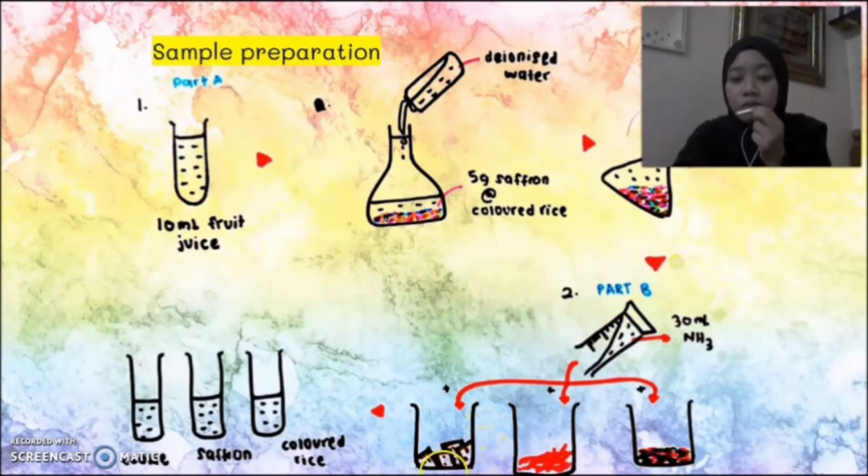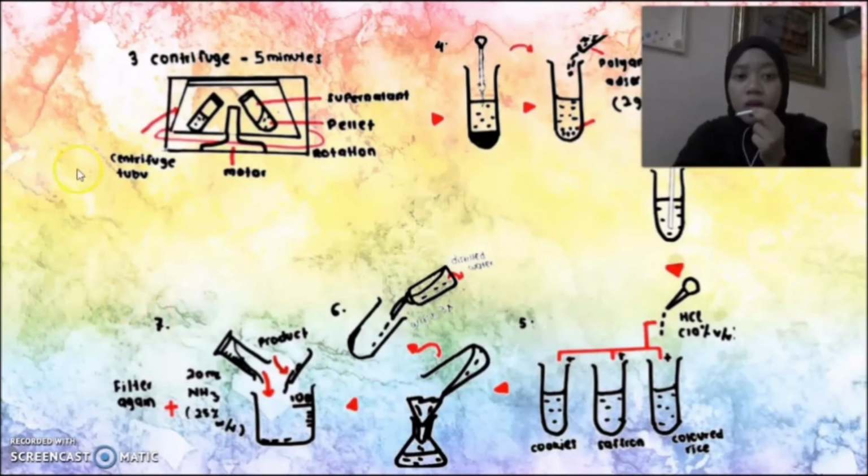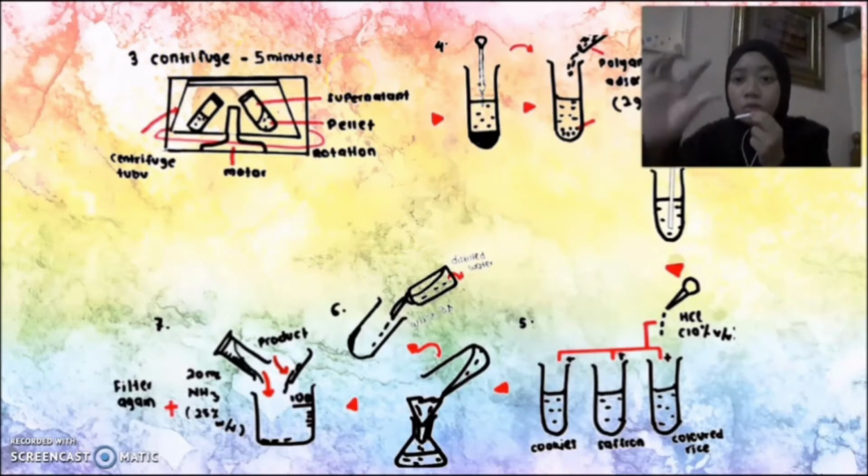In this part, we must put the solid sample into a different beaker, and we add 30 ml of NH3. After that, we transfer it to a suitable apparatus because the next step we need to put the solution into the centrifuge tube. In this step we must centrifuge for 5 minutes. For the result we can get 2 layers.